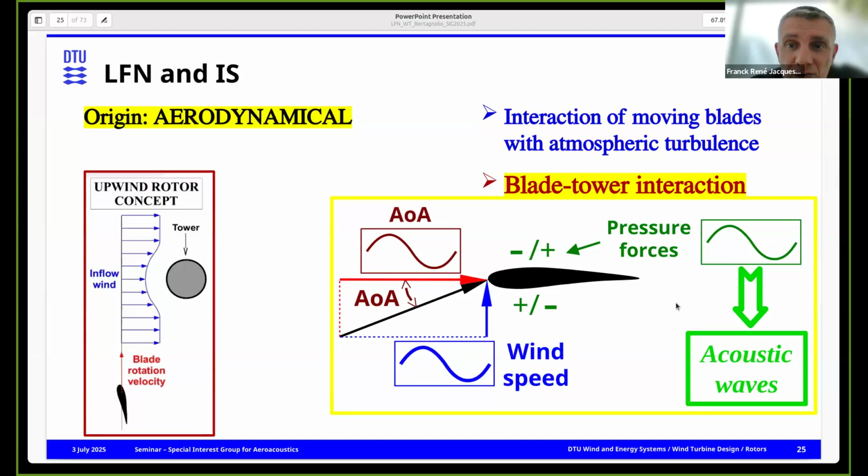Now you have a tower as well, and when your blade is passing during this downward motion, it will pass near the tower, and the tower will deform the flow, with a reduction of the incoming wind speed. Again, you will have a change in wind speed, change in angle of attack, change in lift, change in pressure forces. It will also create an acoustic wave, and here again in the low frequency range. That's what is called blade tower interaction, and I will come back to that several times here.